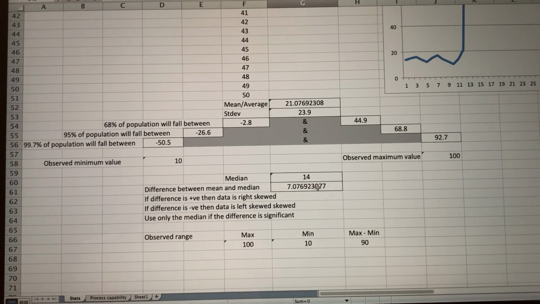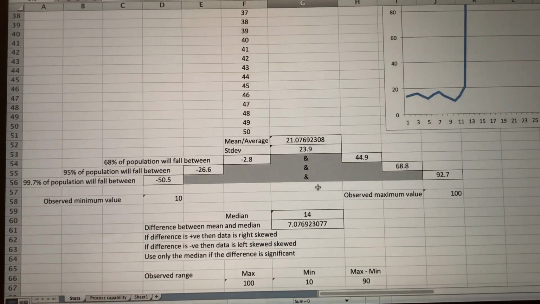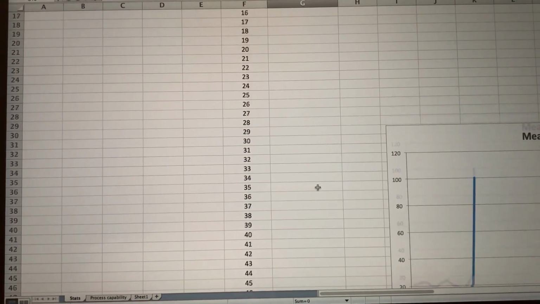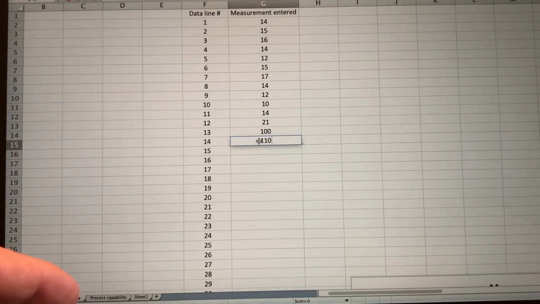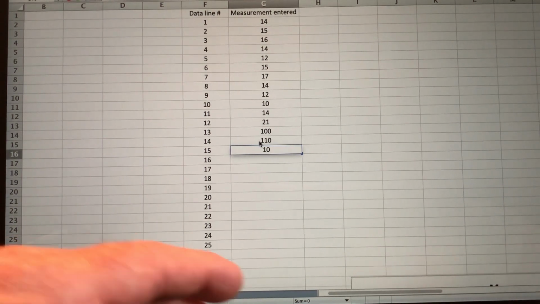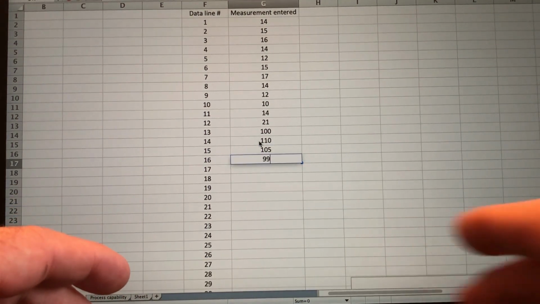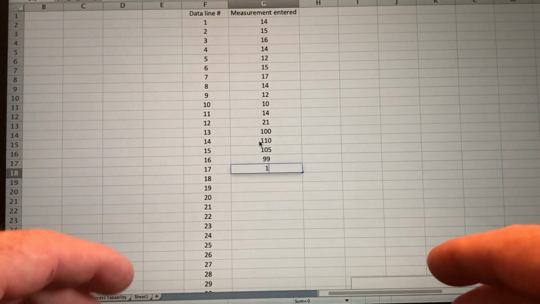And how wide is it? We would use the range, which would be the maximum number minus the minimum number, as opposed to 3 standard deviations. Now, I'm just going to add another couple of numbers in here. I'll add 110, 105, 99, and 101.